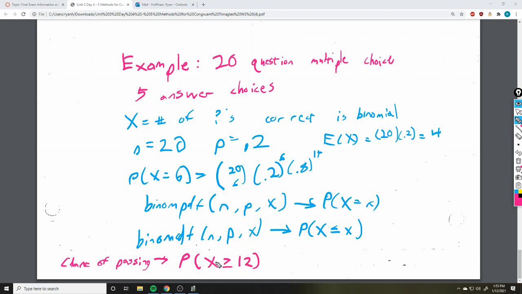And so, greater than or equal to 12, well, I want to put it in terms of a less than or equal to probability. That's easy enough to do because we have our complement. Let's take the opposite of that and then subtract it from 1. 1 minus the probability of x being less than or equal to 11. So in other words, what we're going to put in our calculator is 1 minus Binomial PDF or CDF? Well, we want less than or equal to. That's going to be CDF.